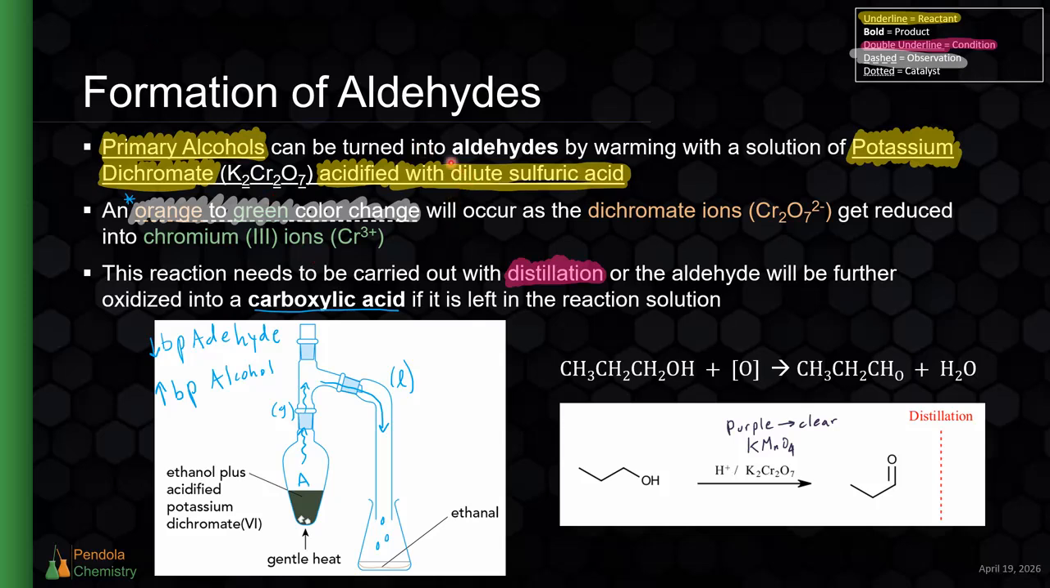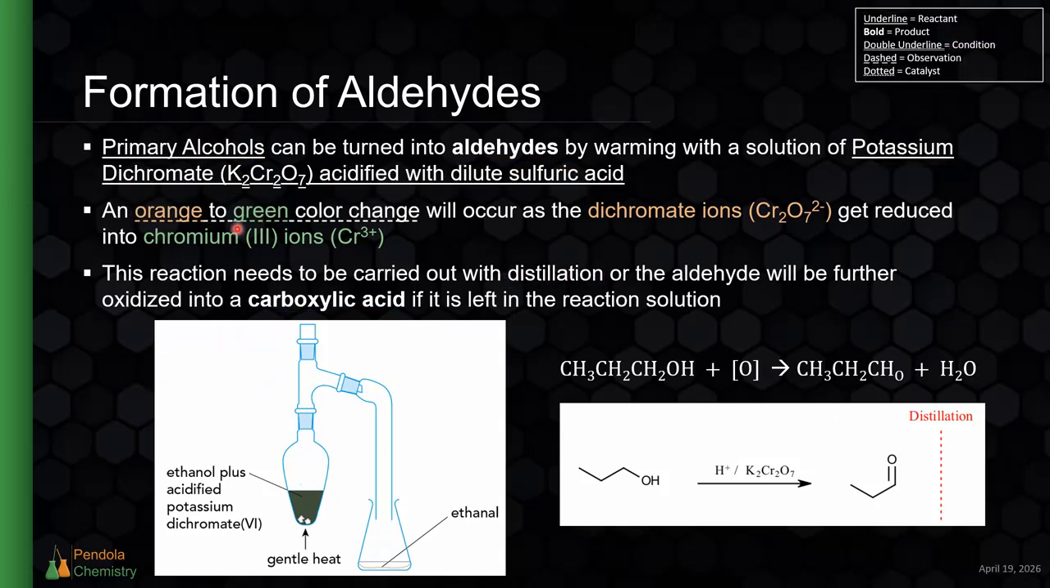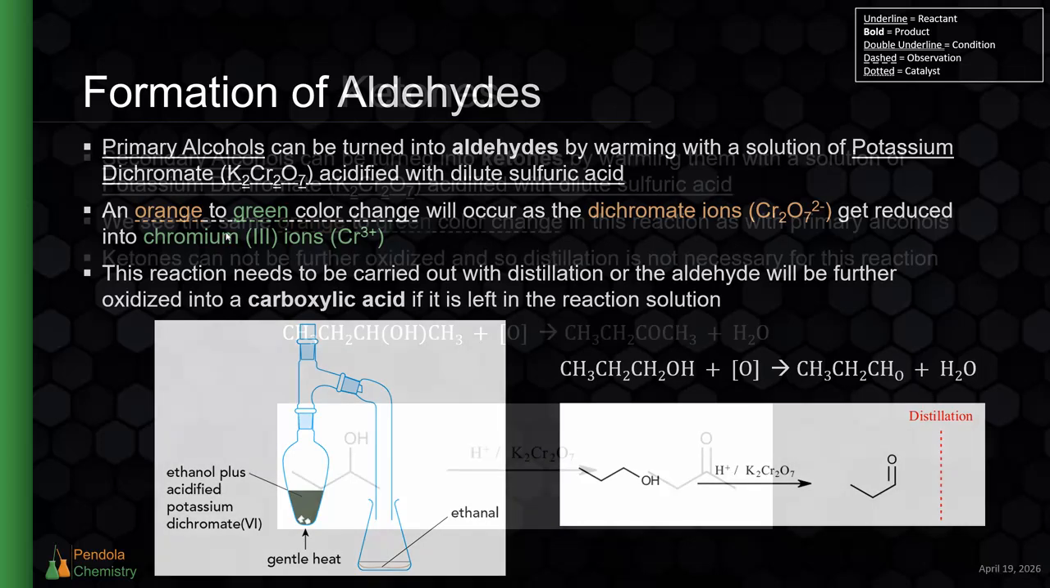then carboxylic acids to get further oxidized. Always remember though, if the goal is to make an aldehyde, we absolutely have to carry out this reaction through distillation, or it won't work and we'll get the carboxylic acid instead. The exact same reaction can be used to create ketones instead of aldehydes.